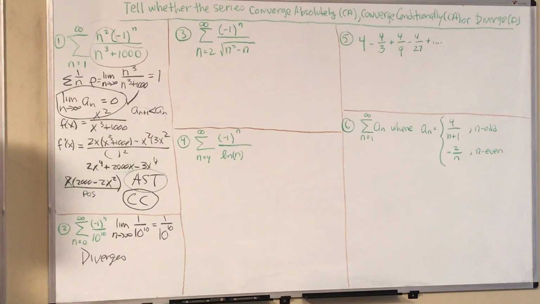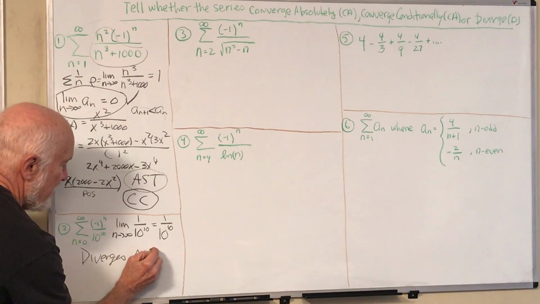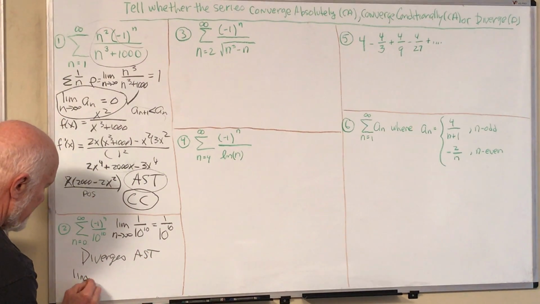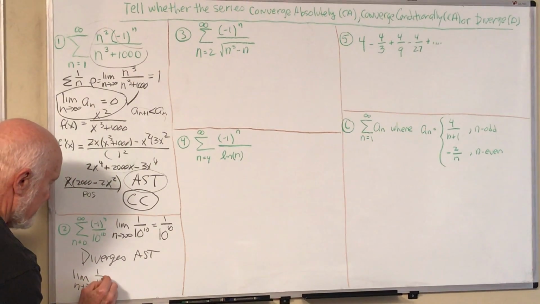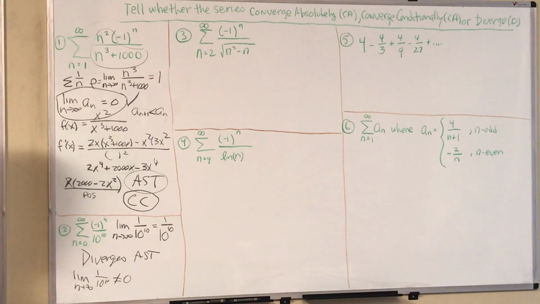And you could either say by the nth term test, or you could say by the alternating series test, because it doesn't pass that the limit as n approaches infinity of 1 over 10 to the 10th, a sub n, does not equal 0.